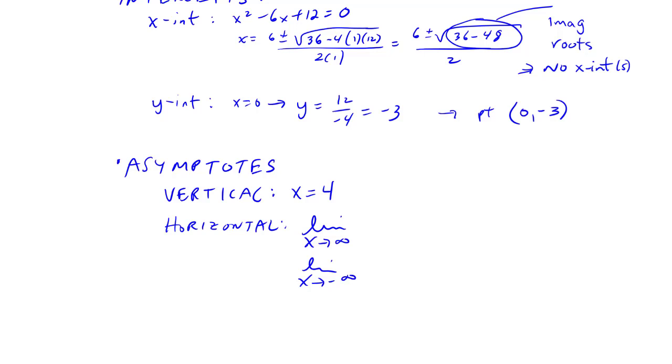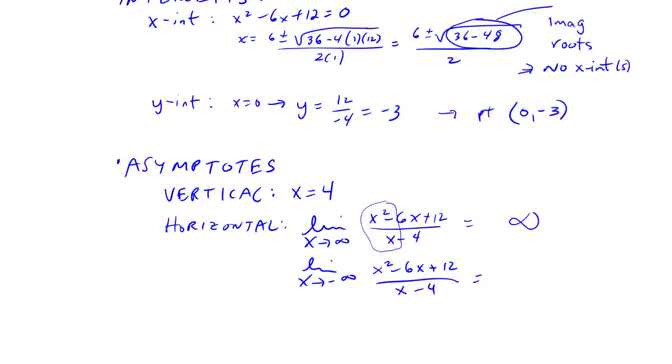Remember what this function was: x squared minus 6x plus 12 over x minus 4. Okay, so we do again have rationals. We have a polynomial over polynomial. Let's look at how these powers match up. So the numerator is dominating. That means this is going to be some type of infinity.